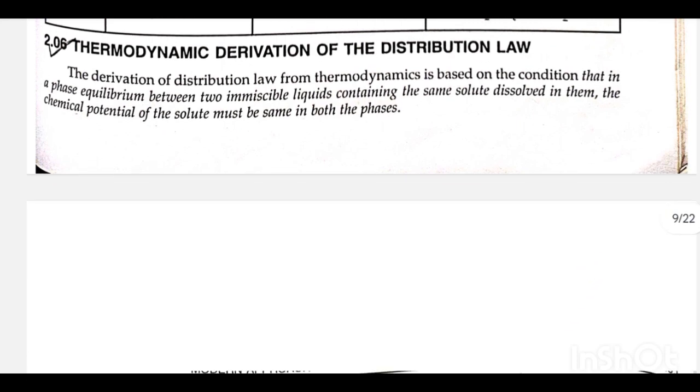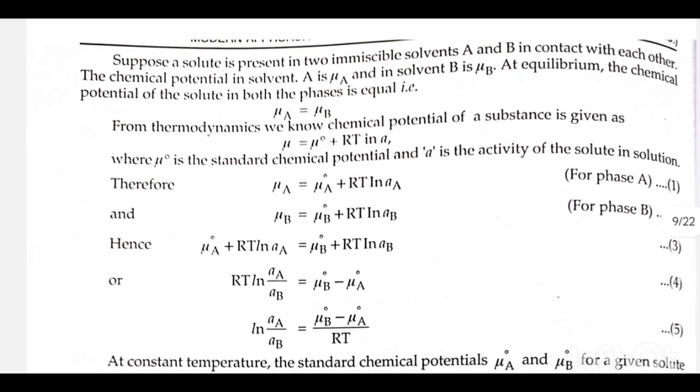Thermodynamic derivation of the distribution law. The derivation of distribution law from thermodynamics is based on the condition that in a phase equilibrium between two immiscible liquids containing the same solute dissolved in them, the chemical potential of the solute must be the same in both phases. Suppose the solute is present between immiscible solvents A and B in contact with each other. The chemical potential in solvent A is mu A and in solvent B is mu B. At equilibrium, the chemical potential of solute in both the phases is equal, that is mu A is equal to mu B.